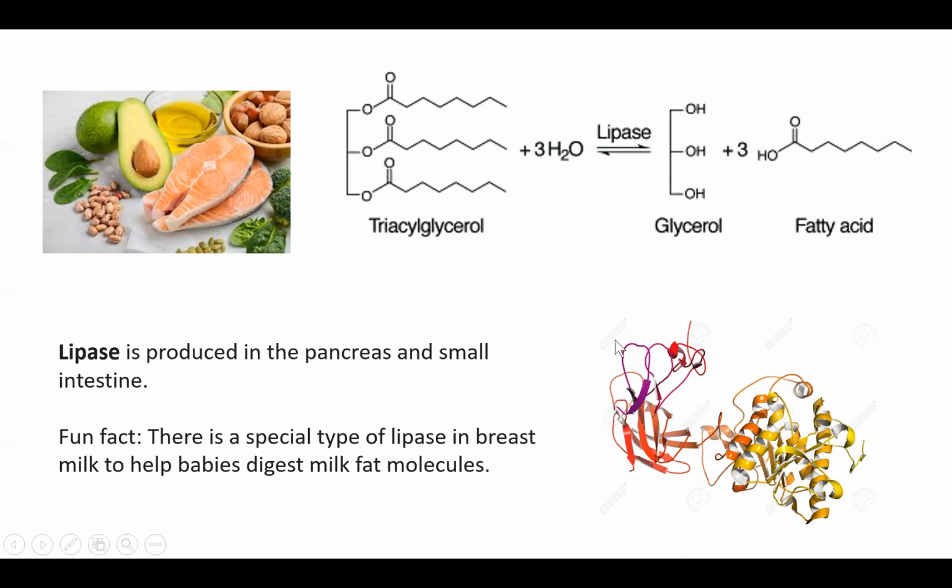Here is what it looks like, really beautiful. The alpha pleated sheets are over here, and the beta helices are over here. And our fun fact for lipase is that there's a special kind in breast milk that helps babies digest the fat in breast milk. So it's pretty neat. It's actually in the breast milk, so the babies don't have to produce it all on their own. You're giving them all this wonderful sugar and fat, and you're also giving them the means to break it down.